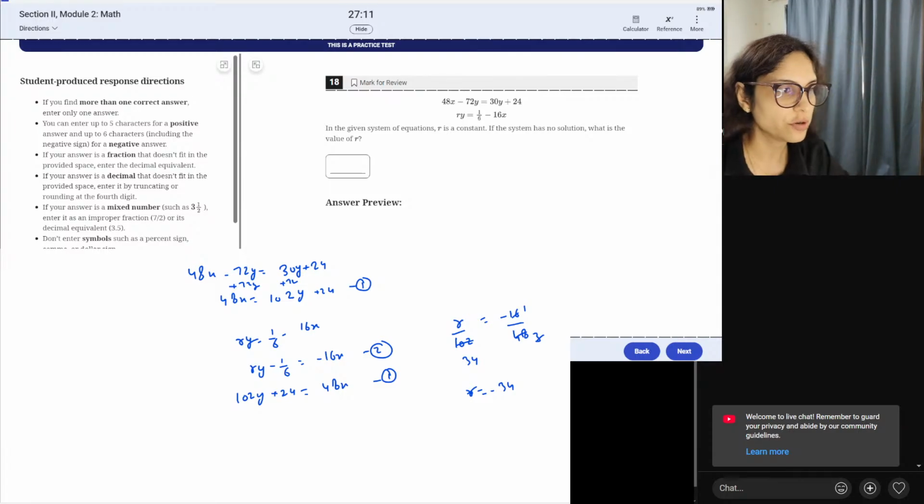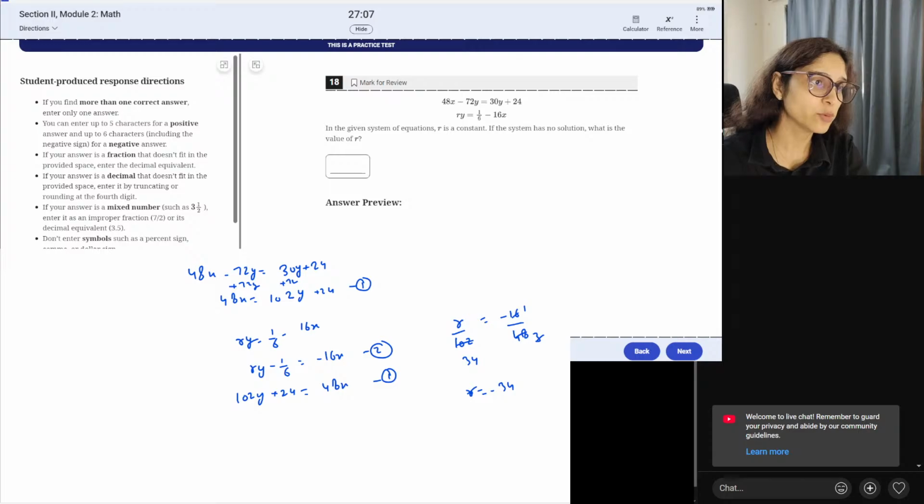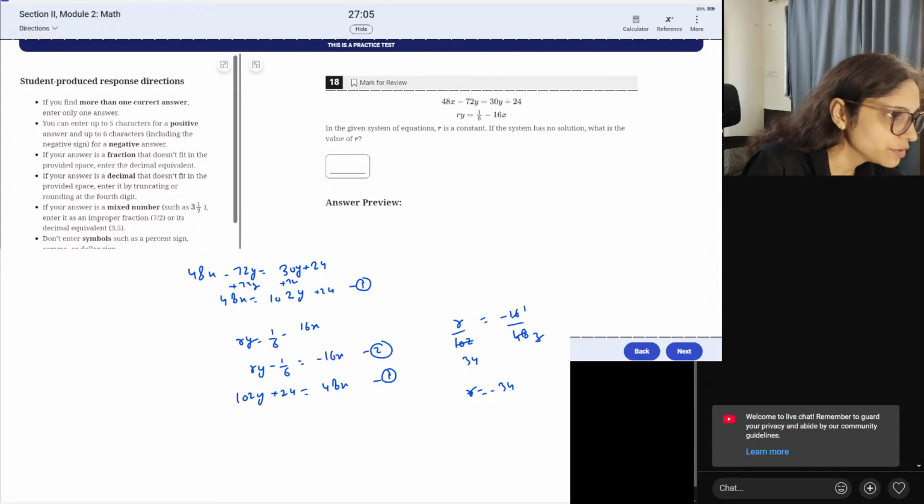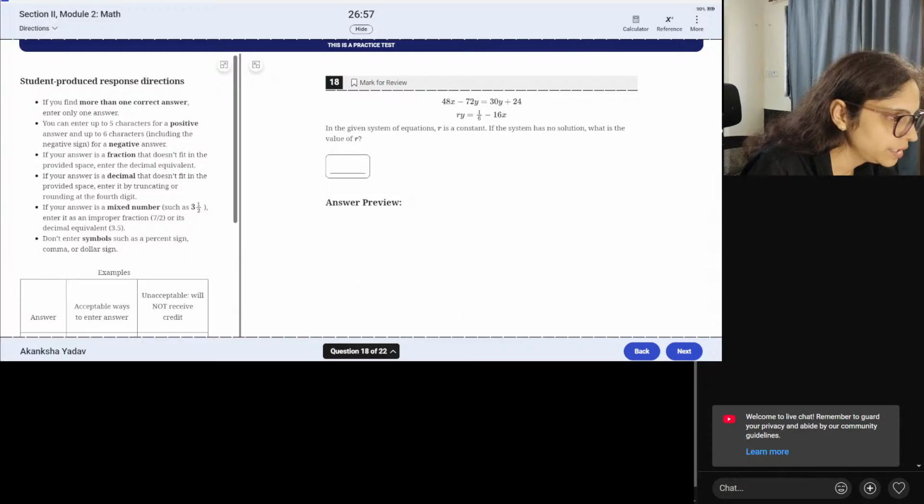Got it? So the ratio of coefficient of x and ratio of coefficient of y should be same, and both equations should be in the same format. So we have done that. We have made both the equations in the same format. Negative 34, now I'll quickly check.